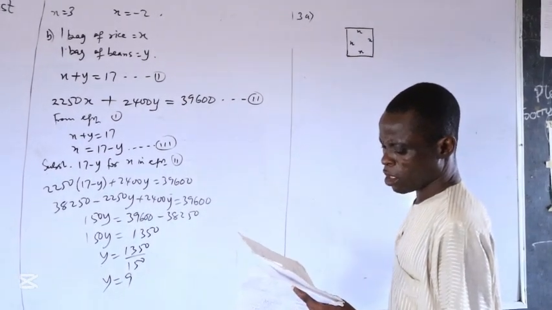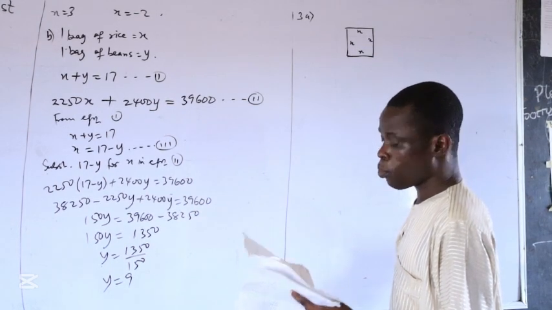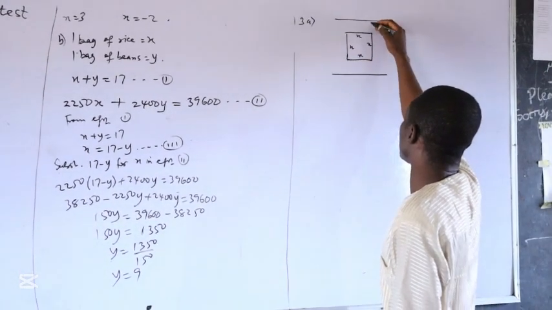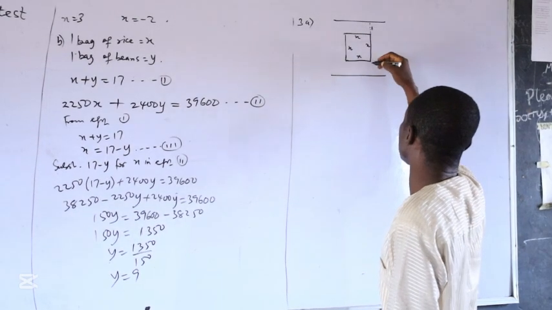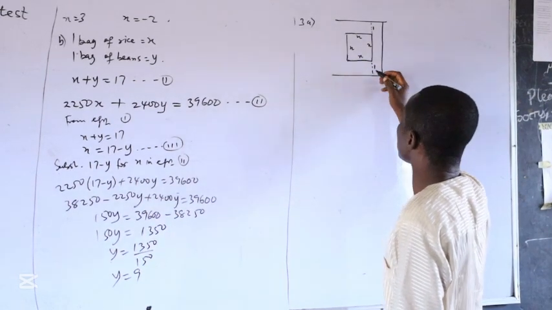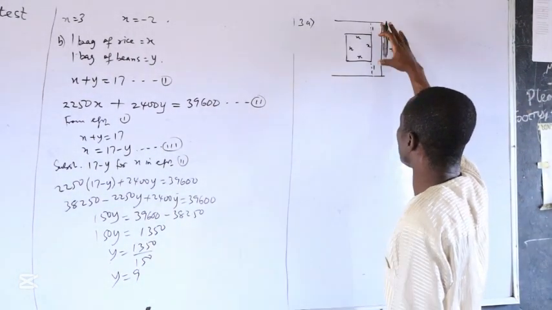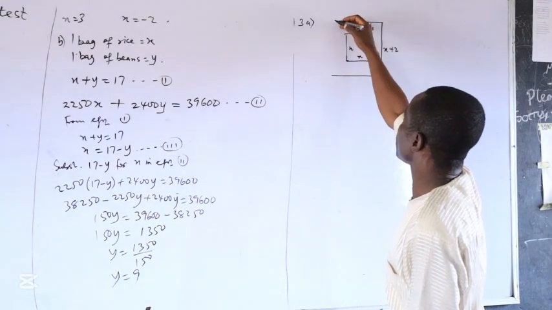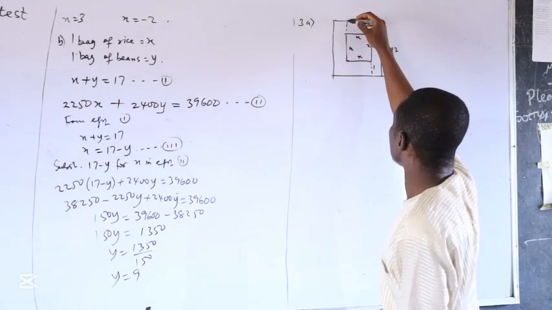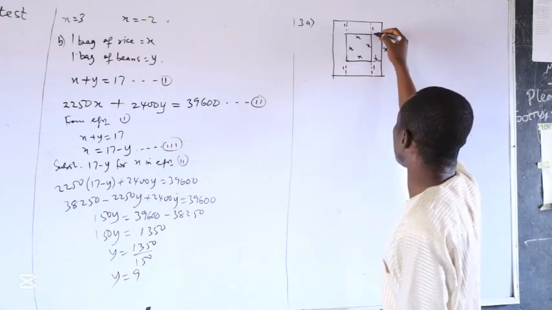According to the question, it is surrounded by a path which is 1 meter wide on two opposite sides. Let's say this one is 1 meter, this one too is 1 meter. So it means that if this one is 1 meter, we are going to say x plus 1 plus 1, that is x plus 2. Likewise for this one too, this is also x plus 2, because this is also 1, this is also 1. But on this side, it is half meter.